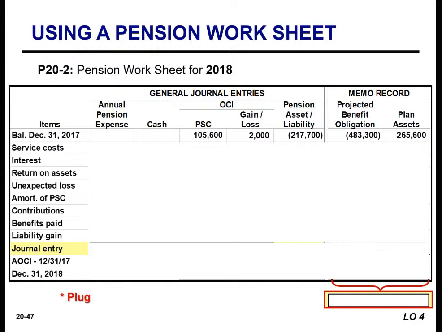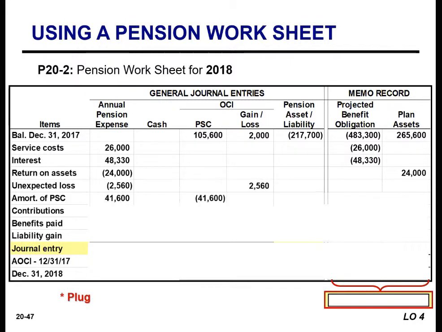And then for 2018, we start with the end of 2017's information. We had $26,000 in service costs, $48,330. That is the $483,300 multiplied by the settlement rate of 10%. $24,000 return on assets. Gain or loss of $2,560.